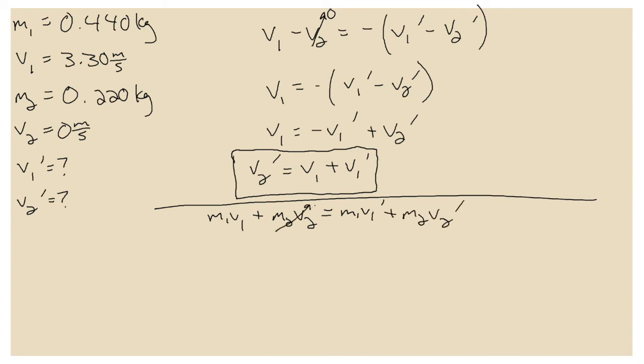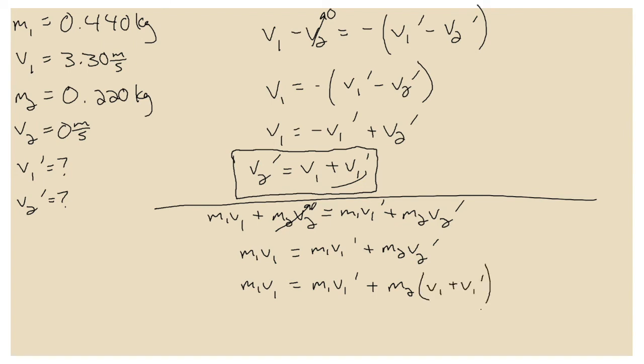And of course, because the initial velocity of the second object is 0, that goes to 0. So we have m1v1 equals m1v1 prime plus m2v2 prime. And now is where we plug in for v2 prime this result here. And so we have m1v1 equals m1v1 prime plus m2 times v1 plus v1 prime. It's important to realize the reason we have to do this step is because now notice the only variable in this equation that we do not know is v1 prime.